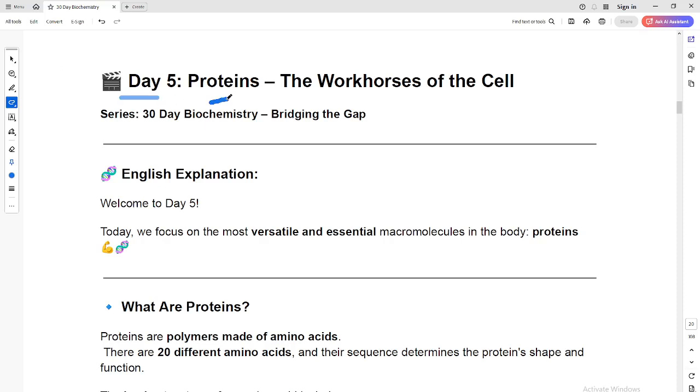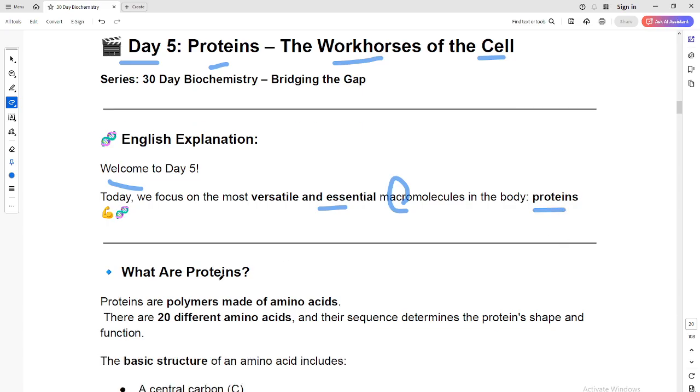Day 4. Proteins, the workhorses of the cell. Welcome to day 5. Today, we focus on the most versatile and essential macromolecule in our body, proteins.